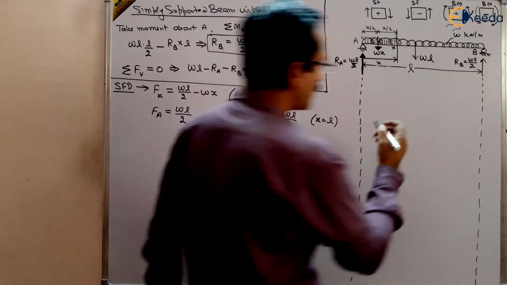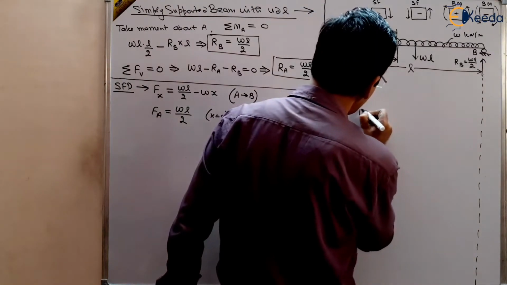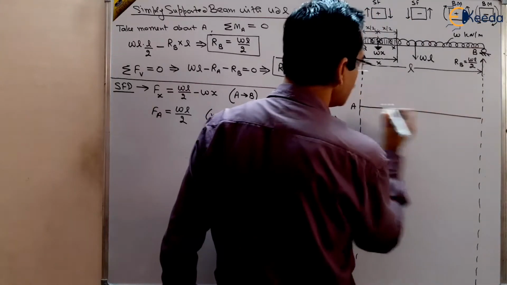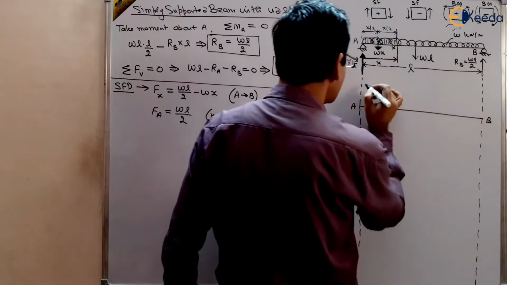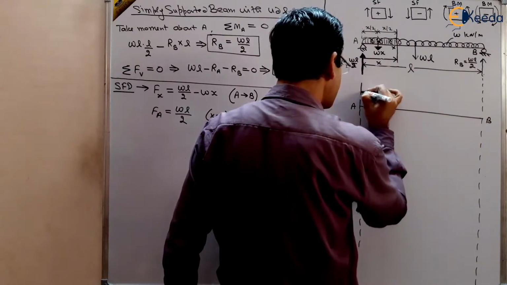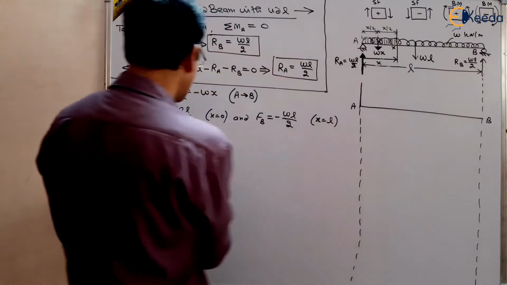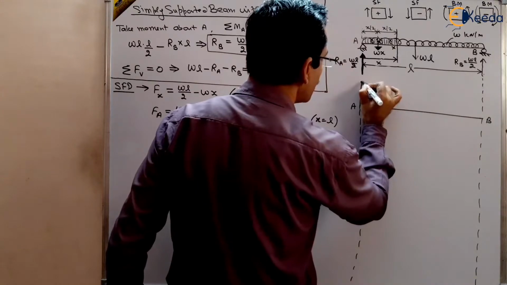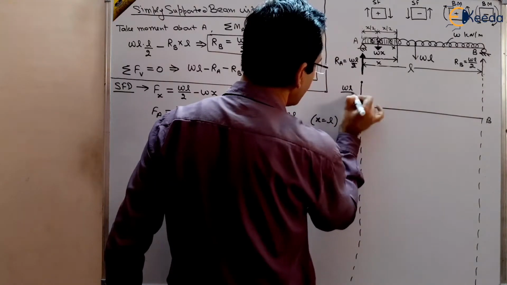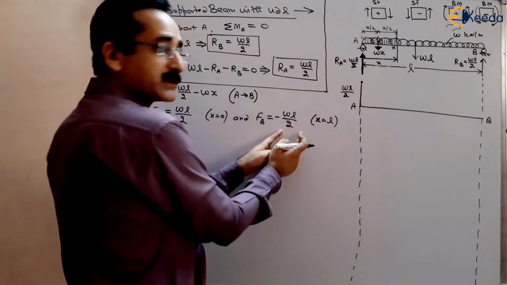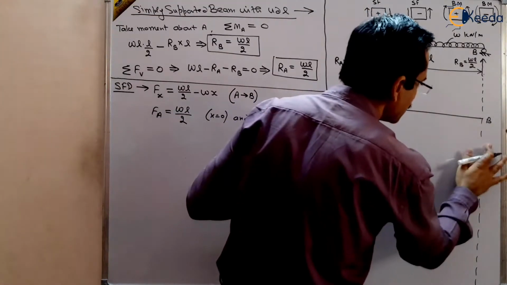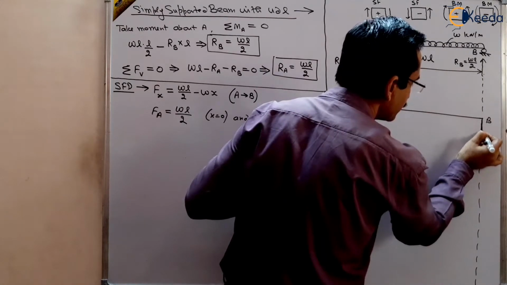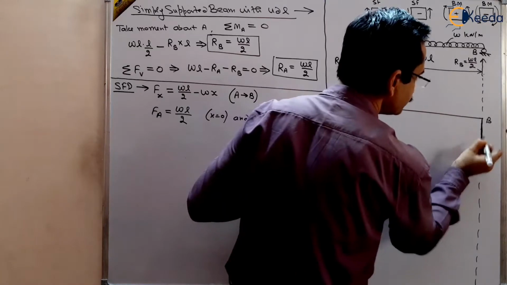So what type of shear force diagram you will get? You will get this type of shear force diagram. This is our base A, B, this is our beam, and this is WL by 2 in positive direction. At A, this is WL by 2 positive, right? Similarly, FB is minus WL by 2. This is minus WL by 2 in this direction.